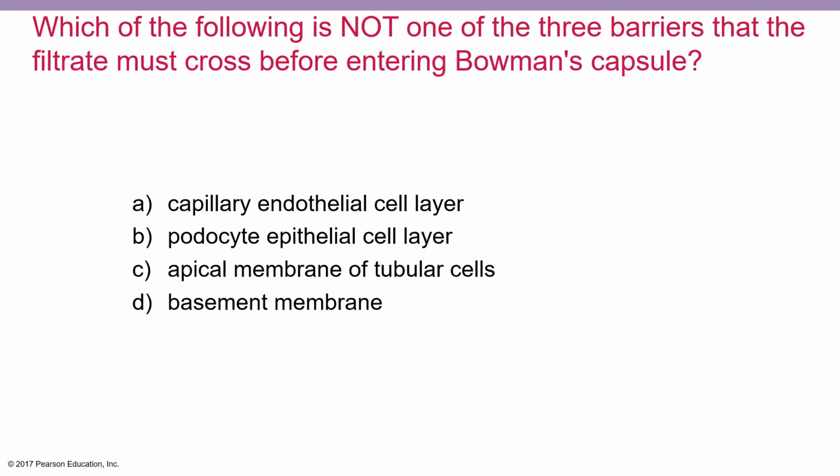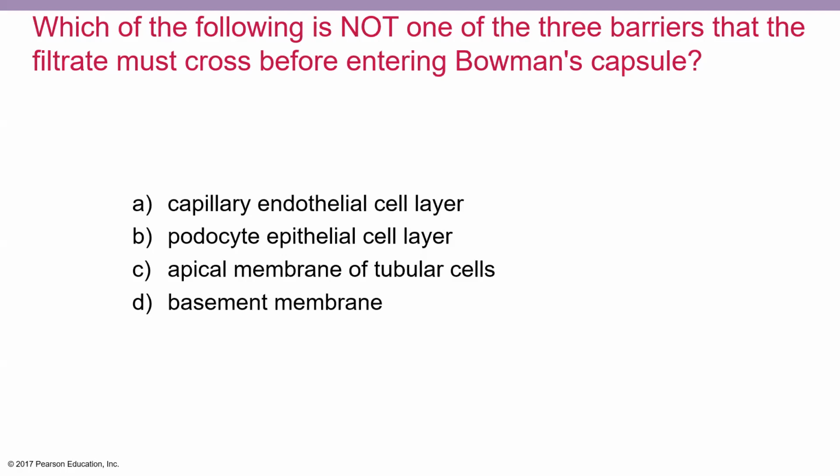All right, which of the following is not one of the three barriers that the filtrate must cross before entering Bowman's capsule? So we just described the three barriers: the capillary endothelial cell, the basement membrane, and the epithelial cell of the podocyte.